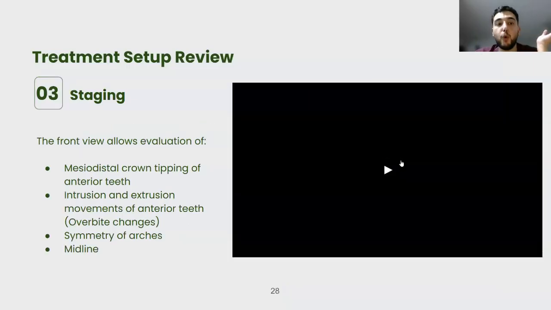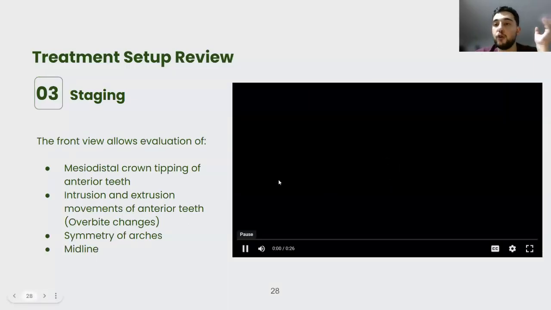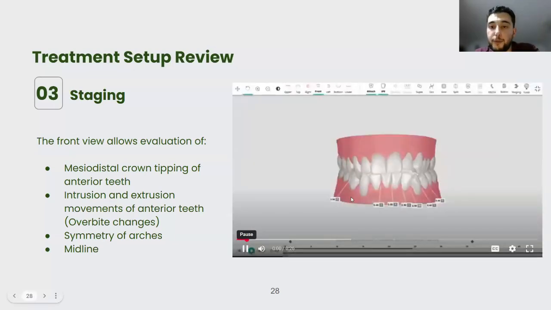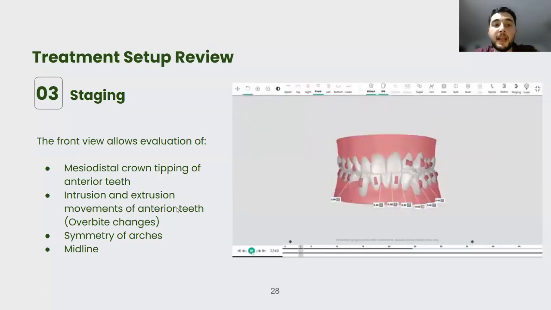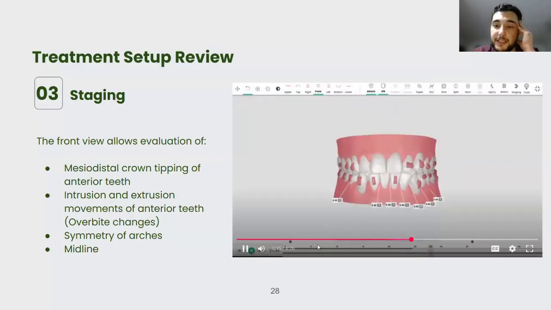Second of all, the frontal view also allows the evaluation. So after finishing viewing the occlusal views, I move to the frontal, and then I can check the following. I can check the mesiodistal tipping happening on the crowns, because if we go back to the occlusal view, you're able to see the rotations, but you're not able to see the tipping. These teeth in the video are undergoing significant tipping that I can only notice through this view.